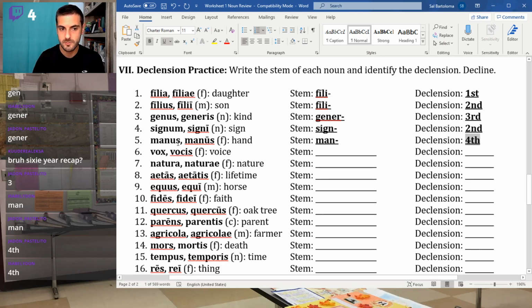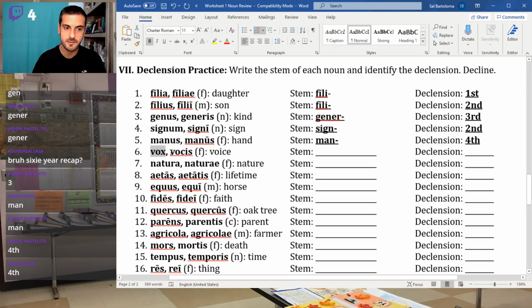That nominative is not going to tell you enough, because there are plenty of us words that are second declension, like filius, third declension, like genus, fourth declension, like manus. So it's not the first form that's going to tell you, it's the second form. That's why you need to know them both.